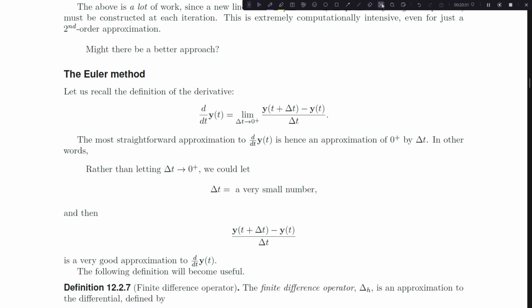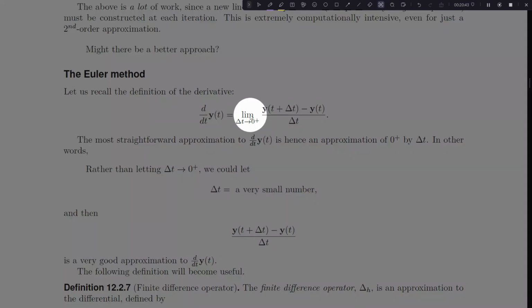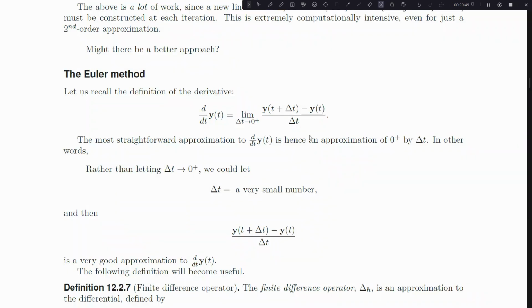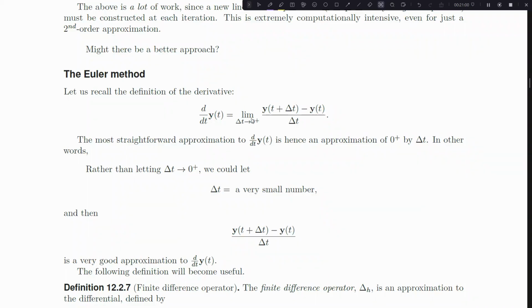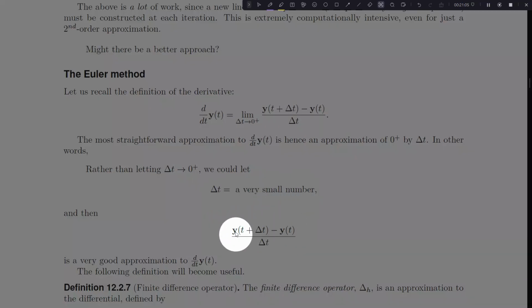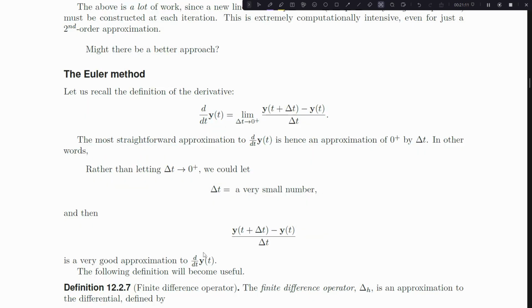If we think about the derivative, it's the limit as delta t goes to 0 of y of t plus delta t minus y of t divided by delta t, right? This is your classic limit quotient of the derivative. And we can approximate the derivative by letting delta t be a very small number, right? If the limit is going to 0 plus, then delta t could be a very small number. And then we have this sort of difference quotient, which is truly a secant line, right? But it's a very good approximation to the derivative.